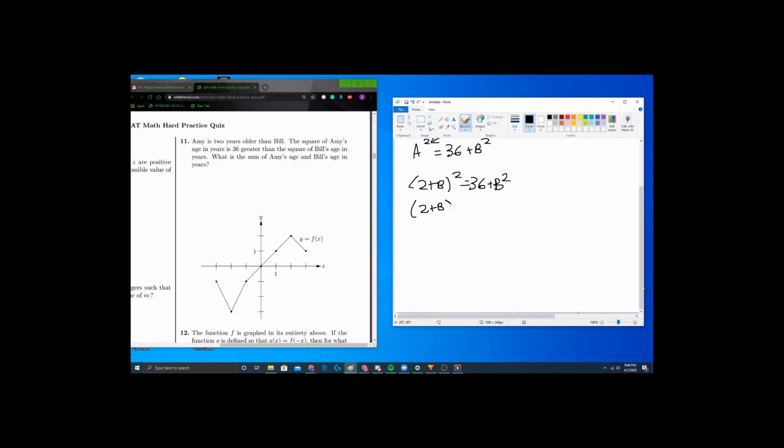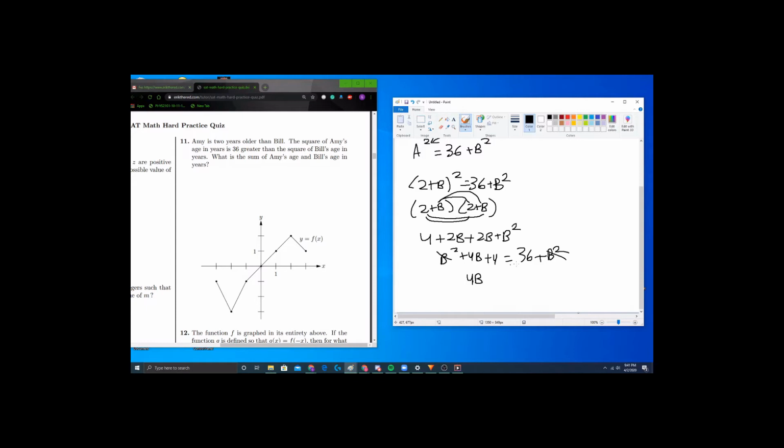(2 plus B) times (2 plus B), because that's what this really means. 2 times 2, 4. 2 times B, 2B. B times 2, 2B. B times B, B squared, which is really just B squared plus 4B plus 4. It's going to be equal to 36 plus B squared. So now let's cancel out our B squares.